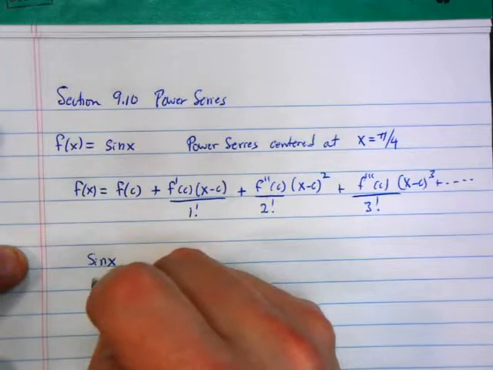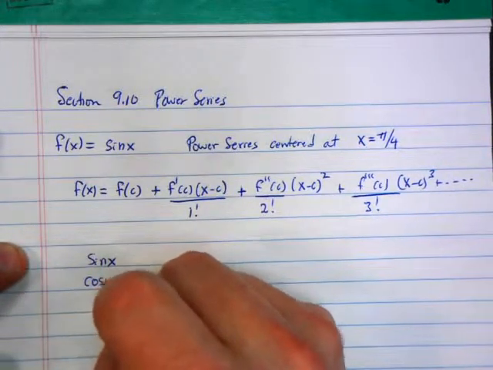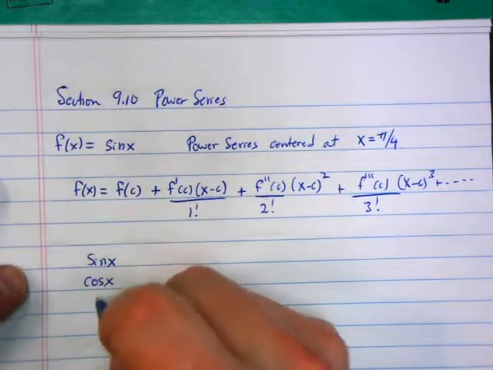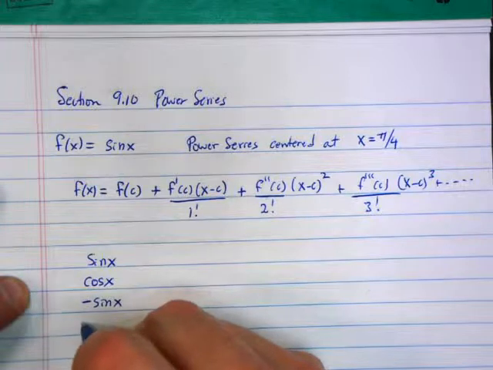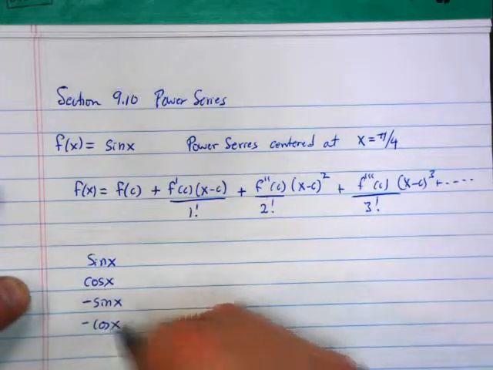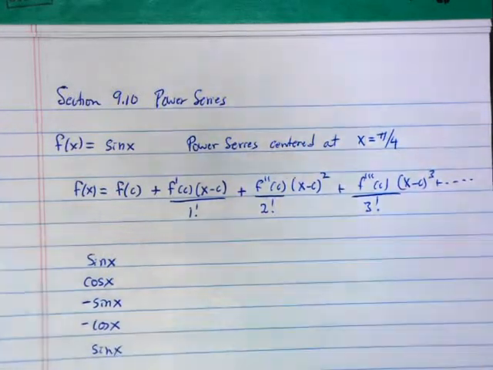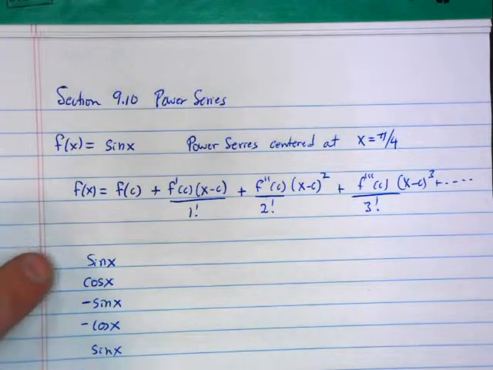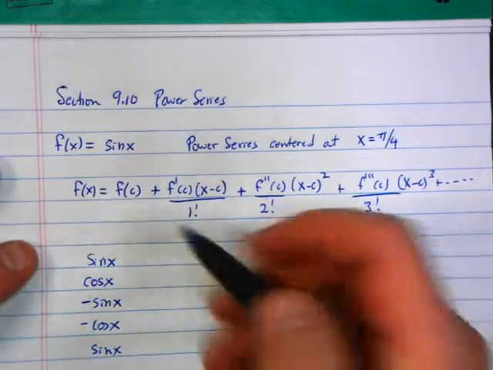All right, so I have sine x. What's the derivative of sine? Cosine. What's the derivative of cosine? Negative sine. What's the derivative of negative sine? Negative cosine. What's the derivative of negative cosine? Sine. And then this one's just going to cycle back around on itself, isn't it? So I think that's plenty of derivatives. That's 1, 2, 3, 4 derivatives. After that, I'm going to get the same thing over and over again. Now I take each of these and I plug in pi over 4.